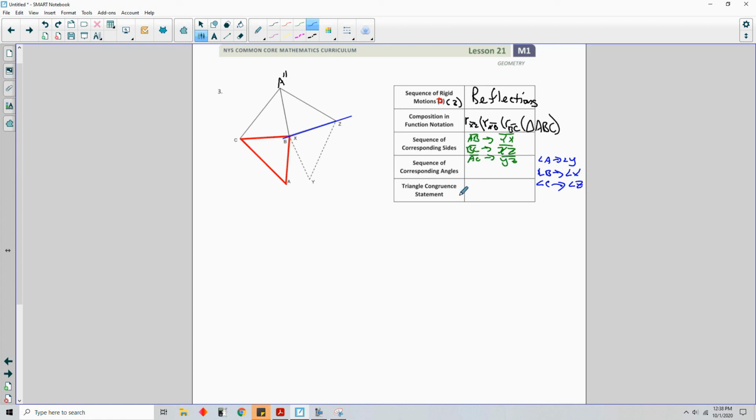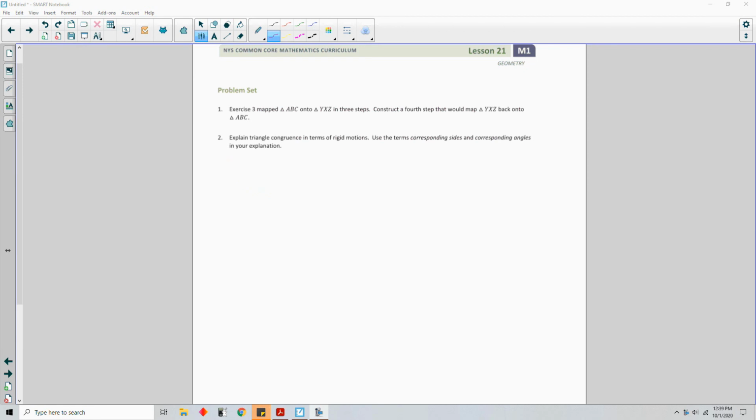Triangle congruence statement. Okay. Triangle A. Let me try that again. I put A instead of the triangle symbol. Triangle ABC is congruent to triangle YXZ. Okay, and that's that. Page 5 brings us to the end of lesson 21. Go to your problem set.